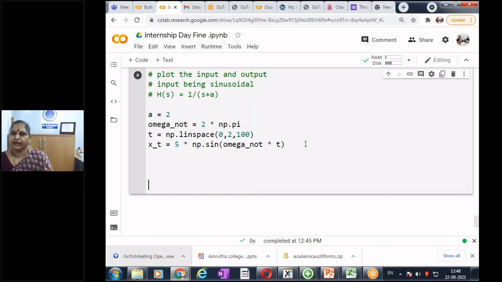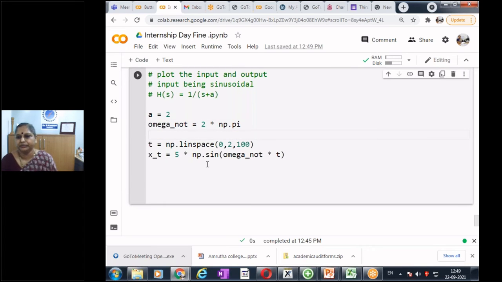Am I going fast? Now I want to plot x of t and y of t, because we have done this in Multisim Lite. This is my input signal, x of t is 5 sine omega naught t, with some magnitude I have given. Omega naught is 2 pi, just to make the program general so that I can change the frequency and see the output. Are you with me? I'll give you some time to type it in, then we will write the corresponding output.